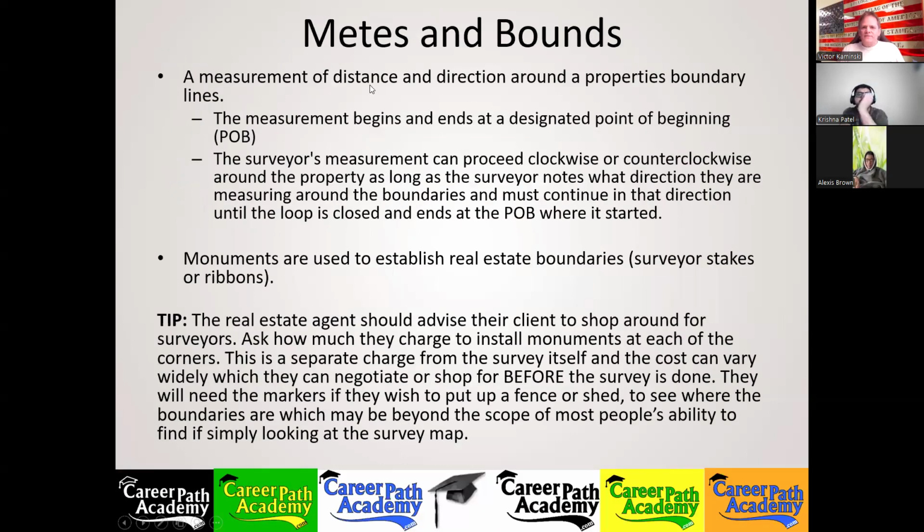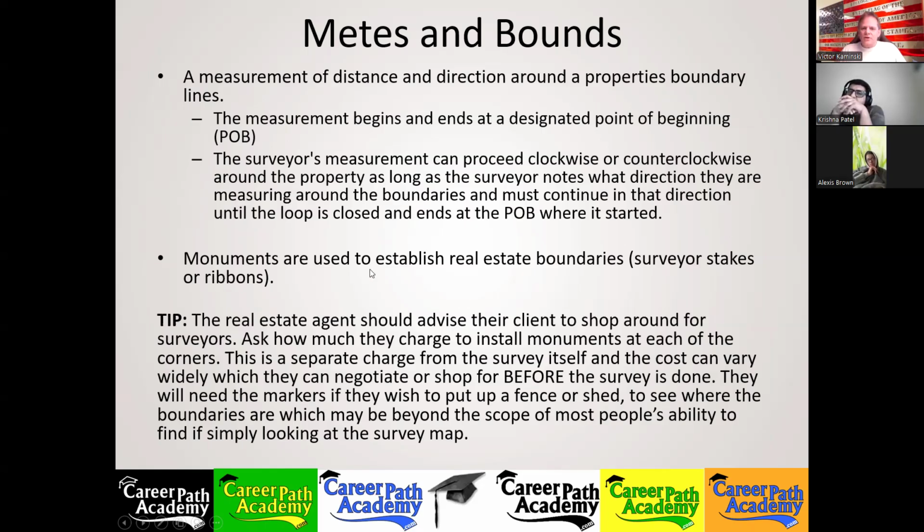So, a measurement of distance and direction around the property's boundary, metes like meters and bounds like the boundaries, metes and bounds. The measurement begins and ends at a designated point of beginning, the POB. The surveyor's measurement can proceed clockwise or counterclockwise. It doesn't matter which direction they go, as long as they note it on their survey. And then they have to continue along that direction until they complete and close the loop around the property's boundaries.